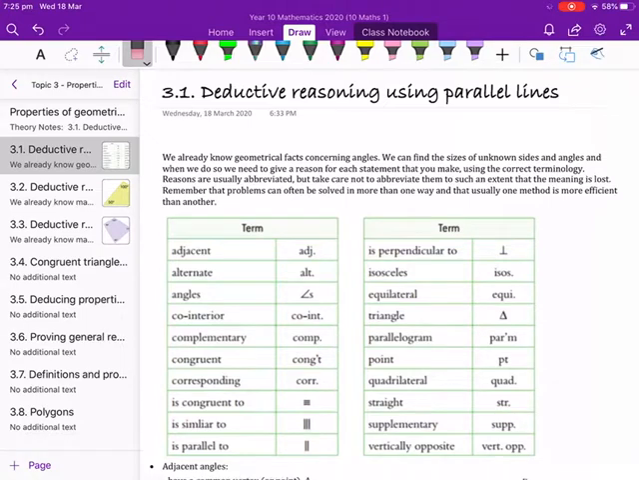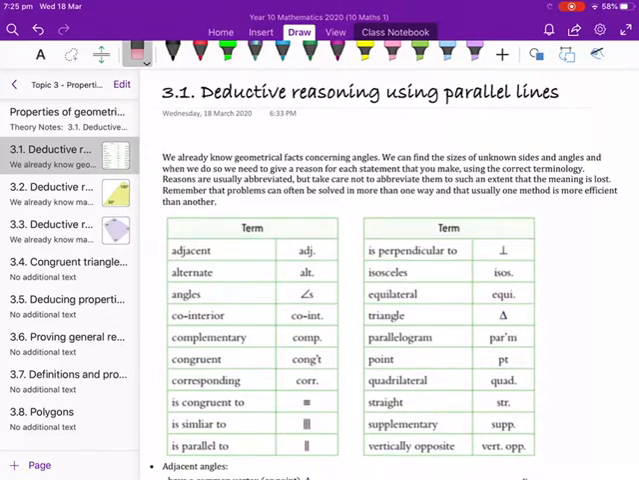We use the correct terminology when we do this, and the reasons that we use are usually abbreviated, but we need to take care not to abbreviate them to such an extent that the meaning is lost. We also need to remember that problems often can be solved in more than one way, and that usually one method is more efficient than another.